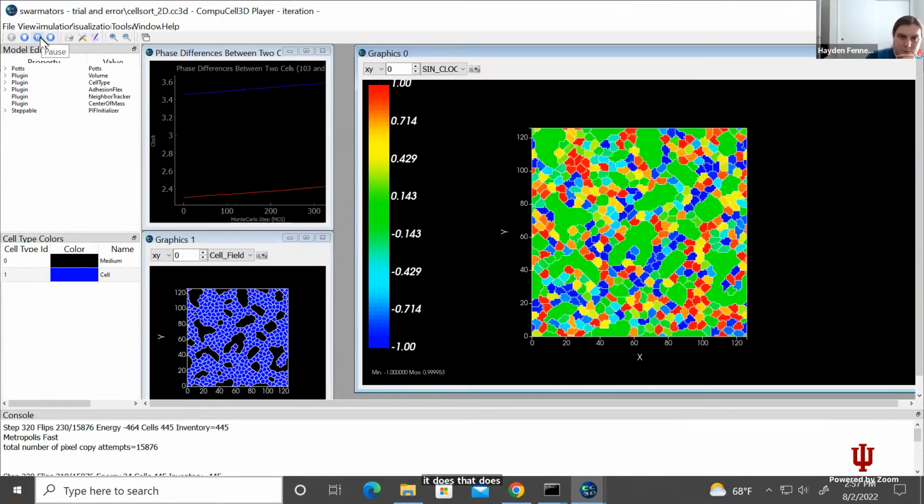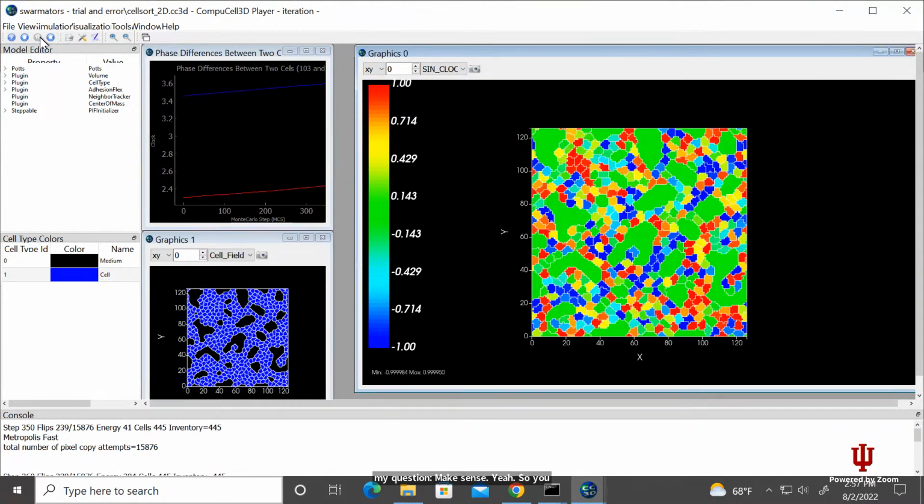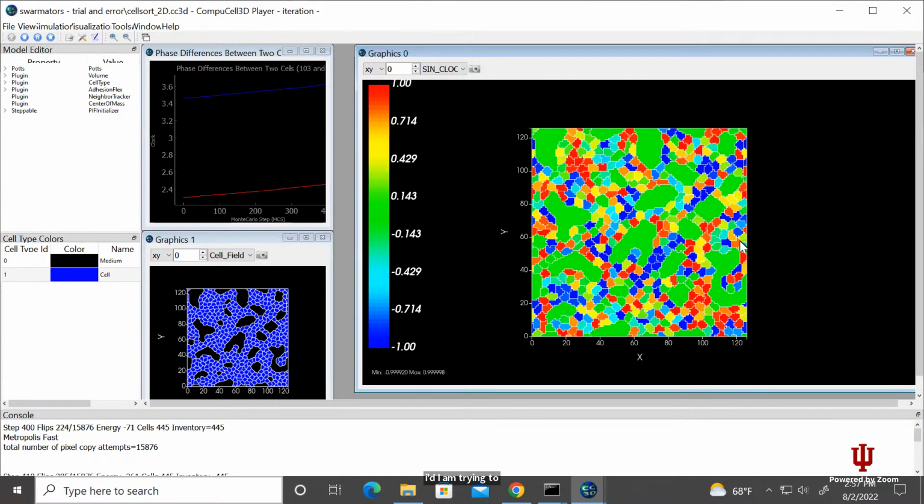Yeah. So you want to exclude the chemical from the medium? Ideally, yes. What are you trying to do? You're trying to show what? You want to know the concentration of a chemical inside your cell?